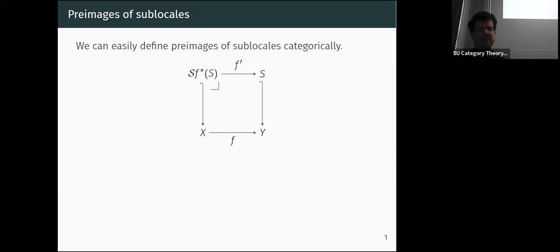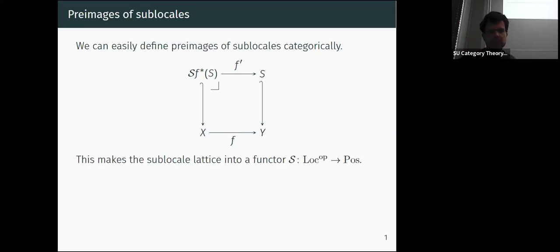So the idea is, we have some sublocale of Y, and we have some function F from X to Y, and we can compute the preimage just by taking this pullback, just like you would in any category. It's easy to see that this pullback in Set would just give you the preimage. And I'm saying this makes this sublocale lattice into a functor. So on objects, for every locale, we'll consider the lattice of sublocales. And then on morphisms, we're going to do this preimage operation. So this gives us a contravariant functor that takes us from locales to posets.